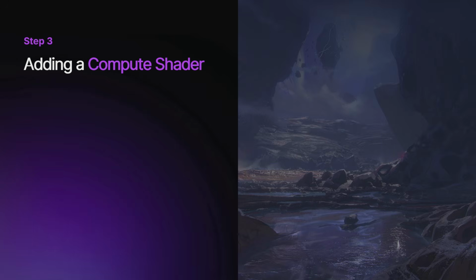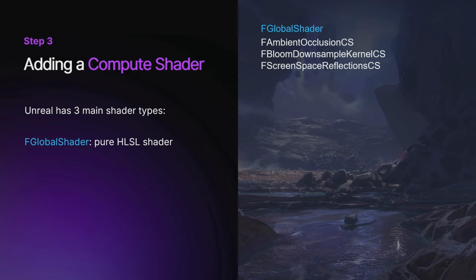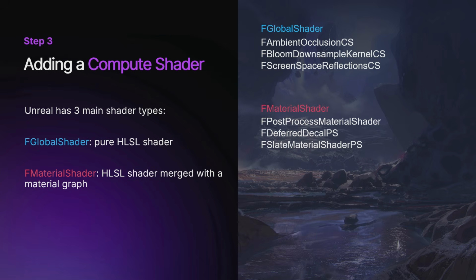So now that we know where we want to hook, we need to find what we want to inject at that stage. So we need to add a custom compute shader. There are three main types of shaders in Unreal. You have the global shader. This is more of a pure HLSL math shader. So you're going to find the ambient occlusion shader. You're going to find the bloom shader, the SSR shader. All of these would be global shaders.